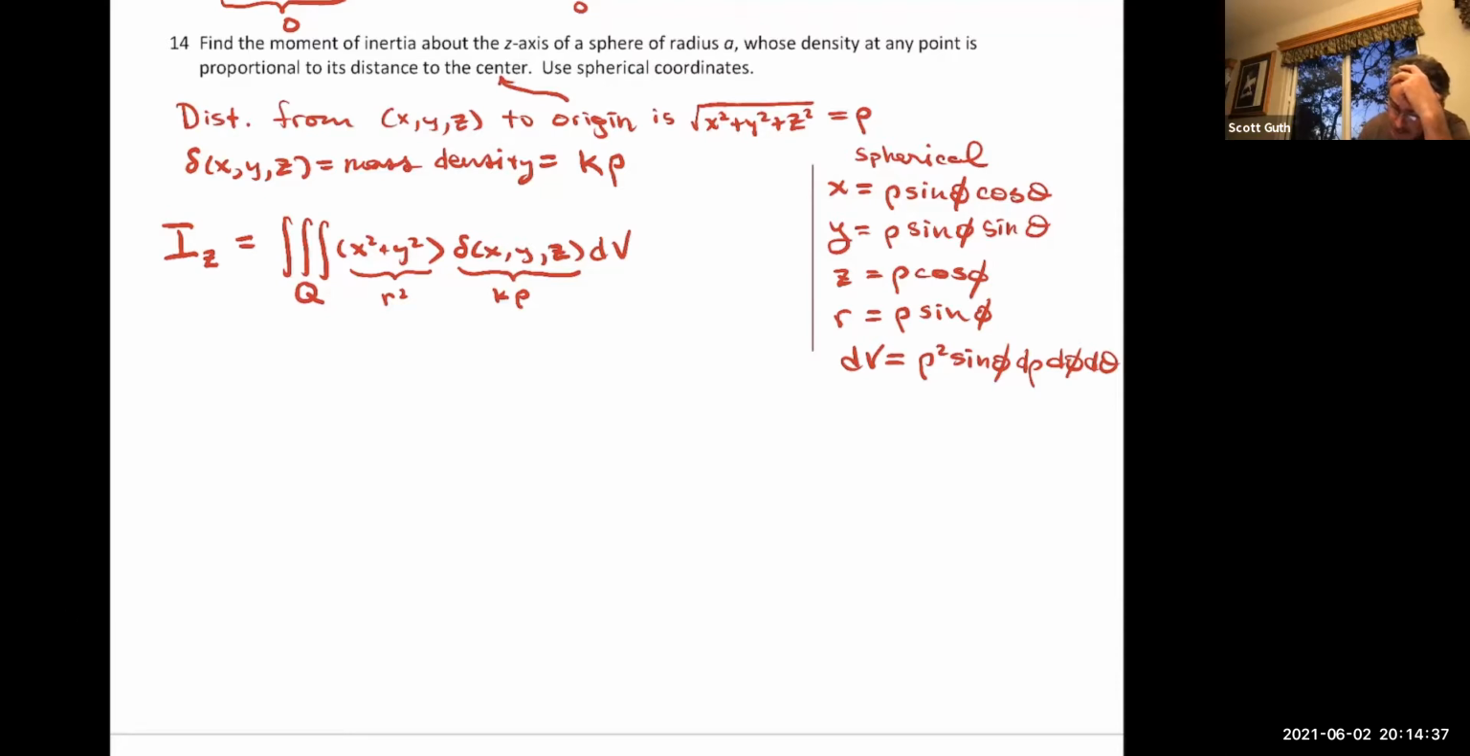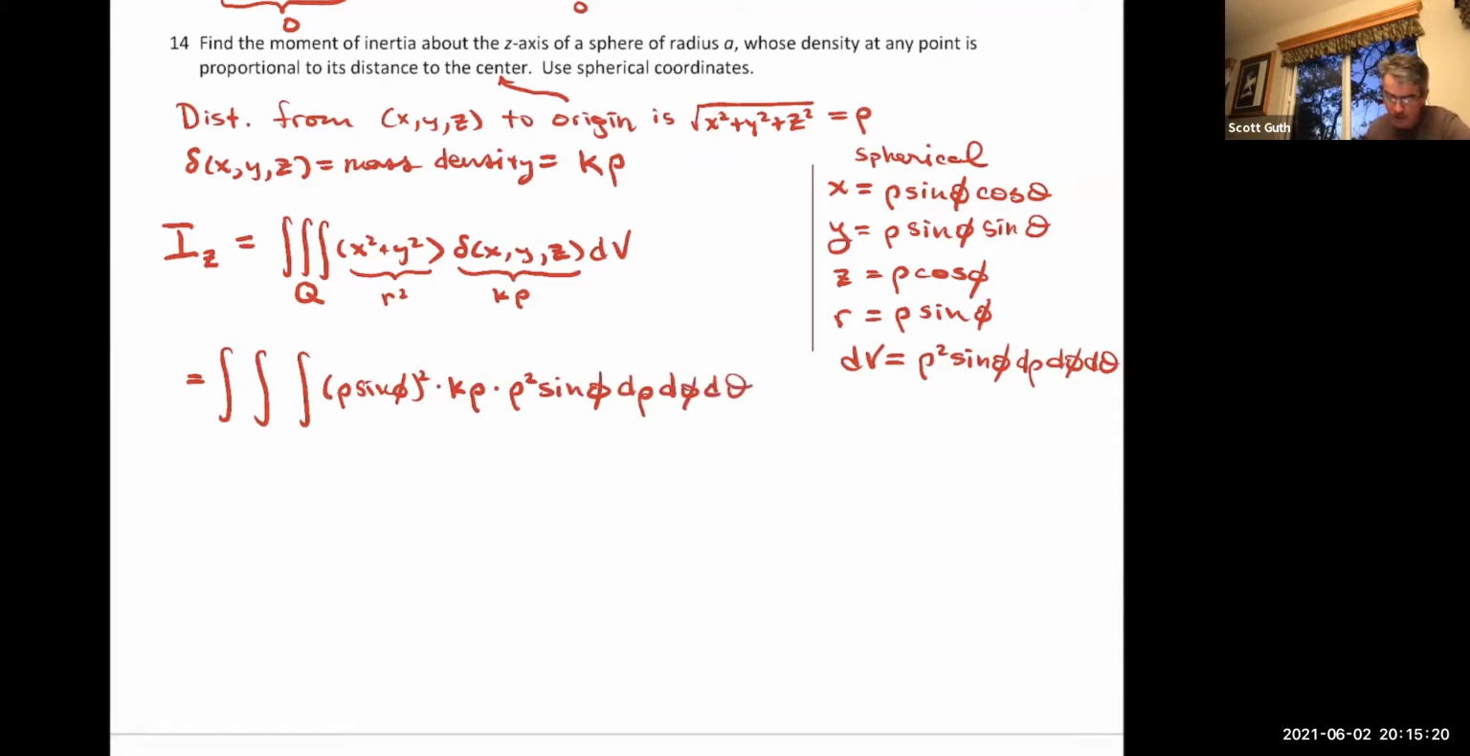So let's go ahead and put it into spherical. The r squared becomes rho sine phi quantity squared. The delta is just k rho. And then dV is rho squared sine phi d rho d phi d theta.